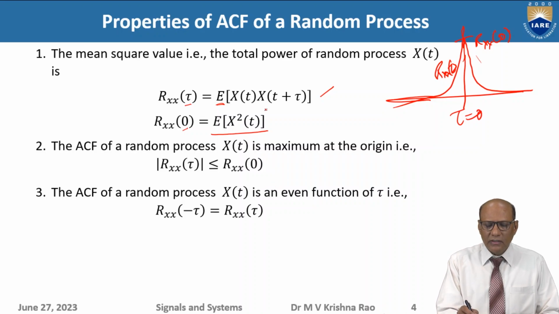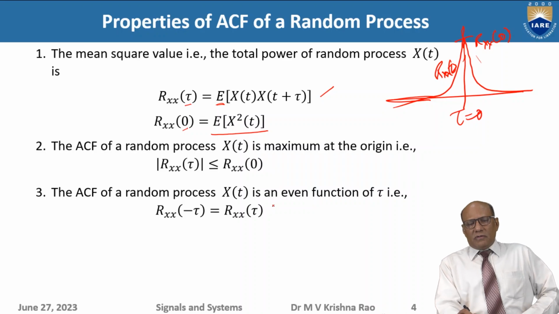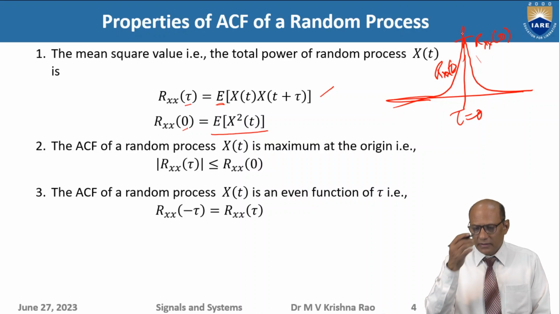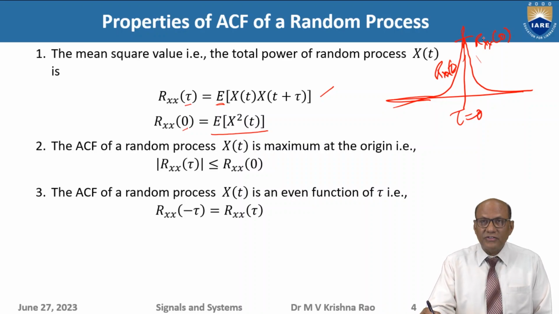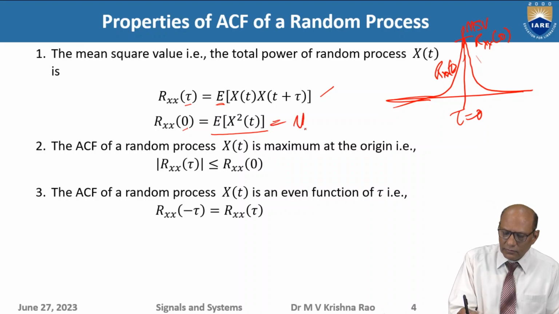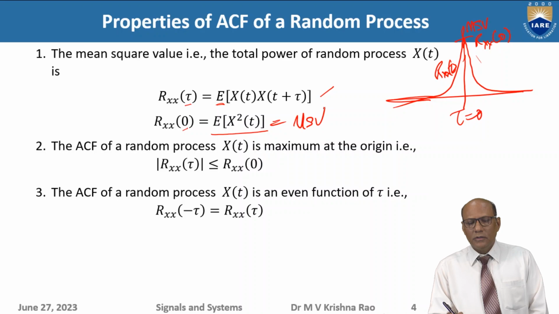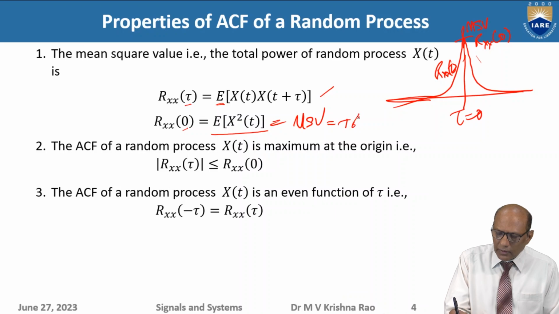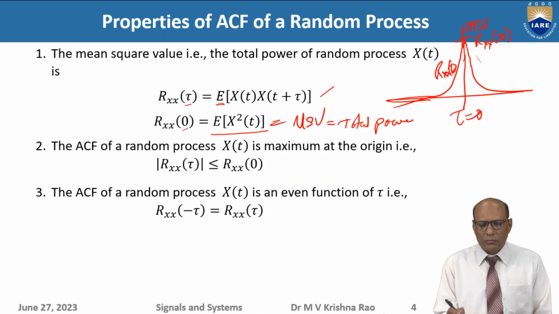If I take the average, especially the ensemble average, that is nothing but R of 0. At tau equal to 0, whatever value is there, that is nothing but the mean square value. This is nothing but the mean square value, and that is also nothing but total power.